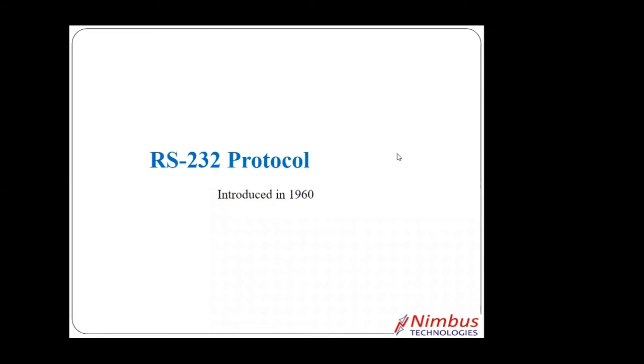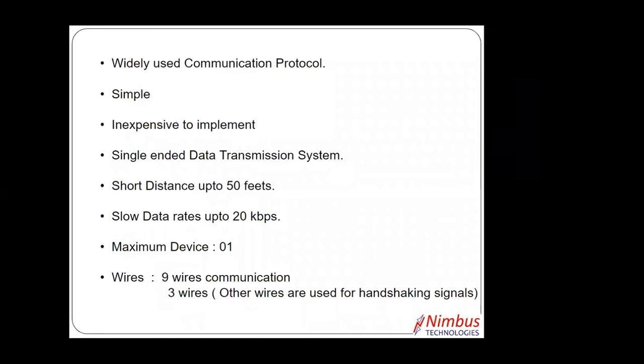The RS-232 protocol was introduced in the 1960s. It is a very simple protocol, inexpensive to implement. It is a single-ended data transmission system, that is, you can connect only one device through this communication wire. It is for short distance, up to 50 feet. It has a very slow data rate, that is 20 kbps, and maximum only one device you can connect, and it requires nine wires.